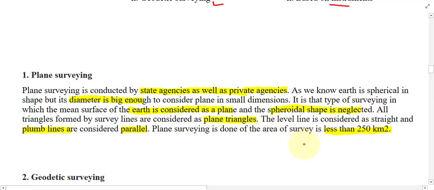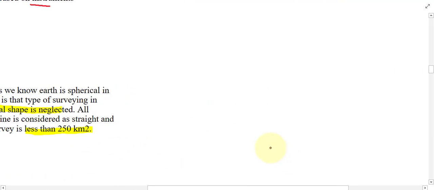The second point, which is more important in plane surveying, is that the triangles formed in our area are plane triangles. So any triangles formed in a given area will be plane, and the points on this area have a line parallel toward the center of earth. Let's explain this plane survey in a detailed version.